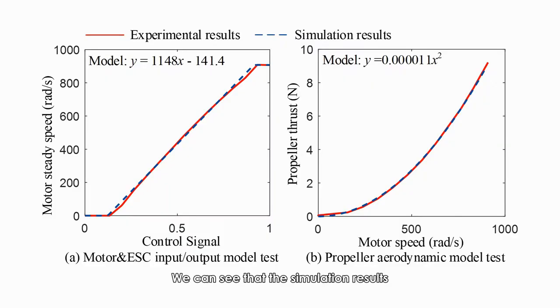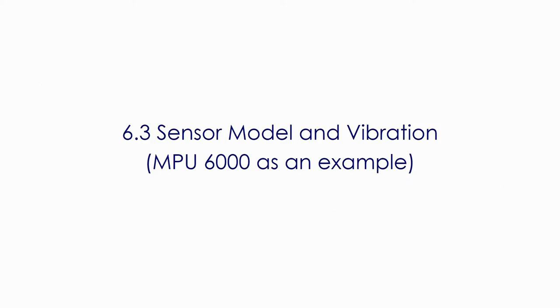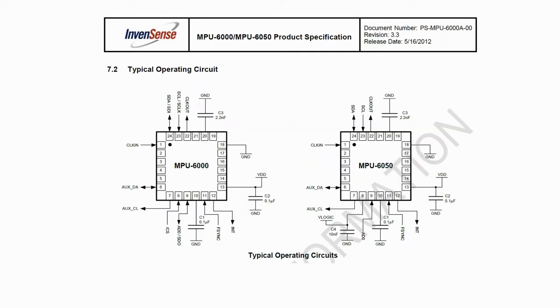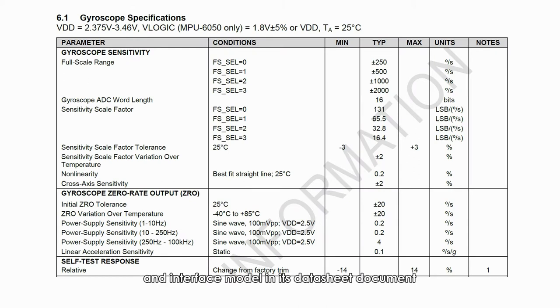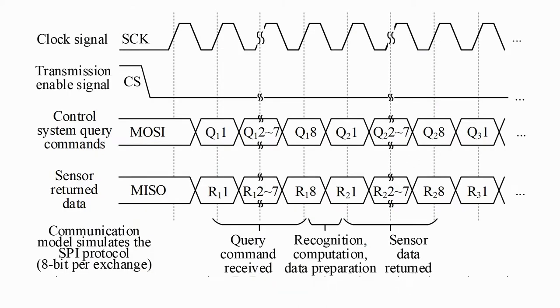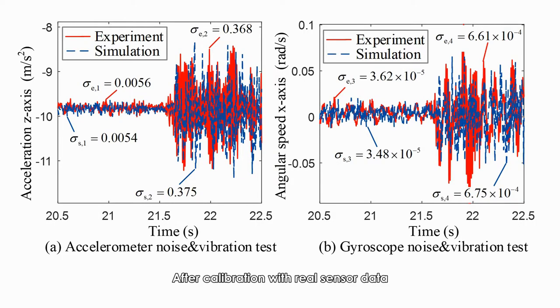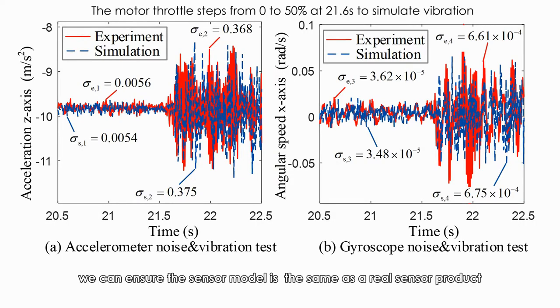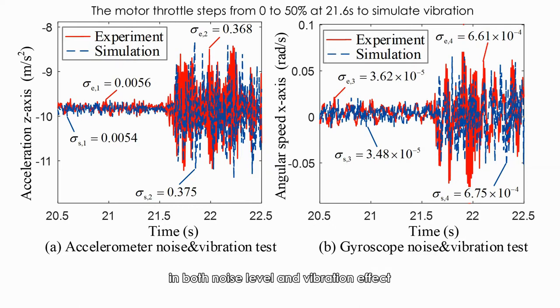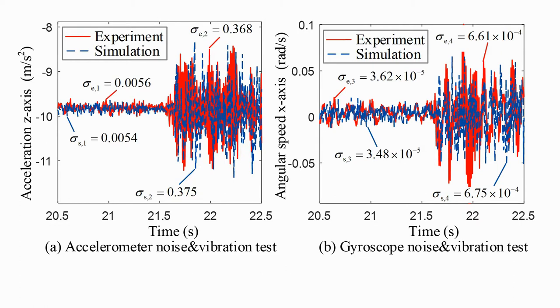We can see that the simulation results and the experimental results are very close, which verifies the modeling accuracy of the propulsion system. Sensor model and vibration. For a sensor chip product, we can find the hardware structure, sensor noise, and interface model in its datasheet document. After calibration with real sensor data, we can ensure the sensor model is the same as a real sensor product in both noise level and vibration effect.